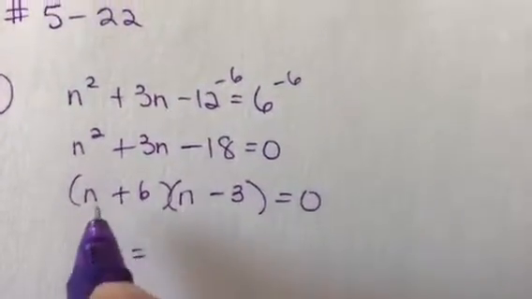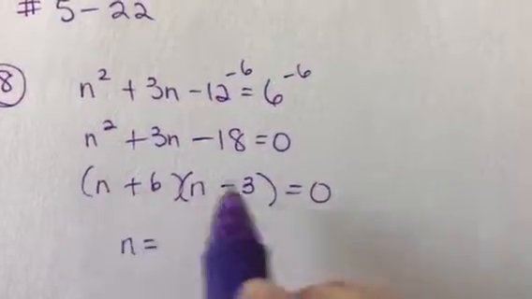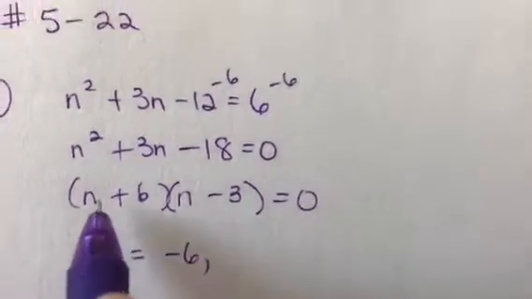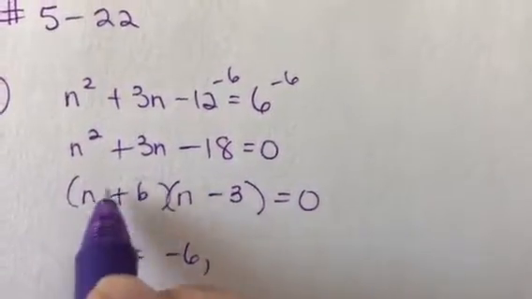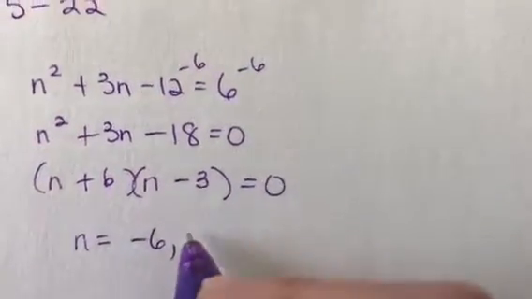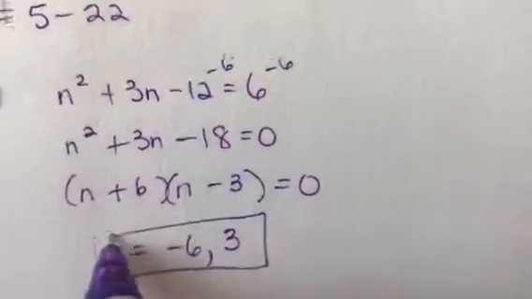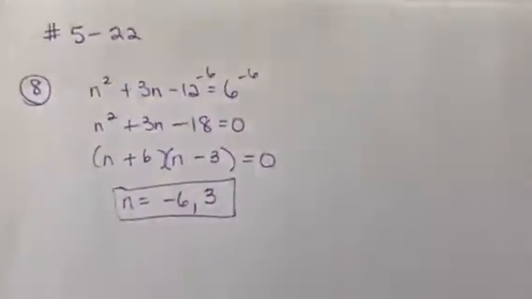Remember, if this is squared, you're going to typically get 2 answers. So what does n have to be so you get 0? Well, it would be negative 6. Why? Because negative 6 plus 6 is 0. And this one would be 3, because 3 minus 3 is 0. So that's my 2 answers, okay? That's called solving by factoring.